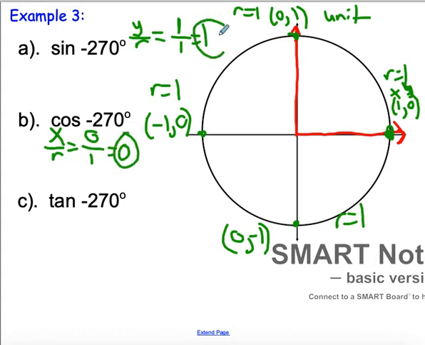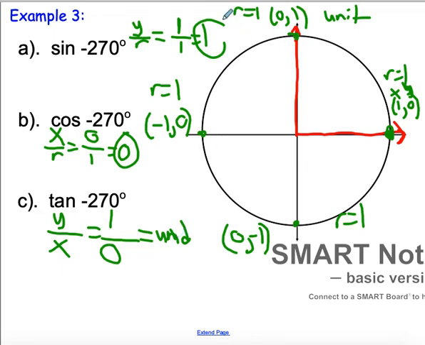Now tangent is y over x. Well, y is 1, and x is 0. Uh-oh. You cannot divide by 0. So this we would call undefined. Now, if you plugged in tangent of 90 or tangent of negative 270, it would tell you either error, undefined, or something along those lines. So you can verify that with your calculator.